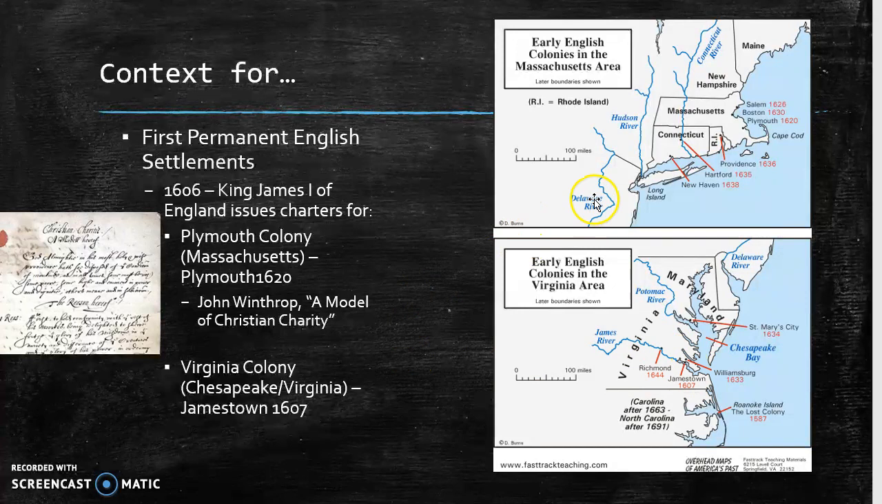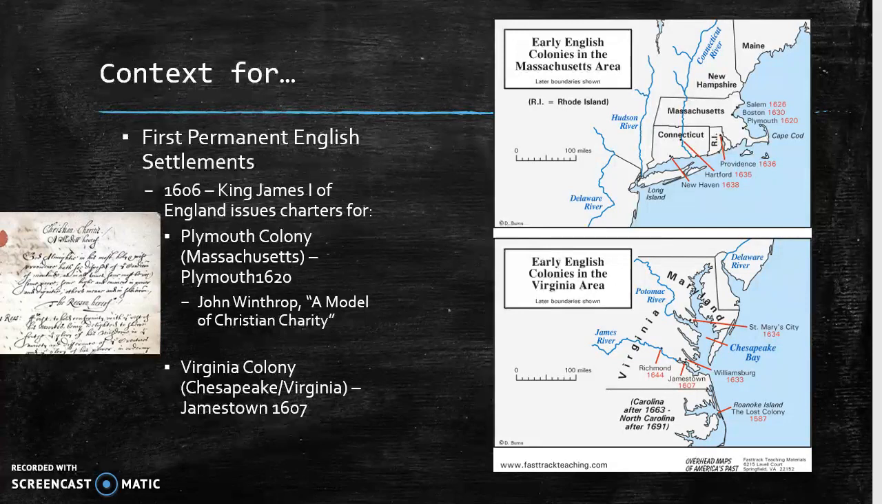And then up here, here's Plymouth, Massachusetts, 1620. Then 10 years later, Boston, founded in 1630. And that's that primary source document you're reading in week 2, John Winthrop's A Model of Christian Charity. Okay, so that's the context for what we're doing in week 2.